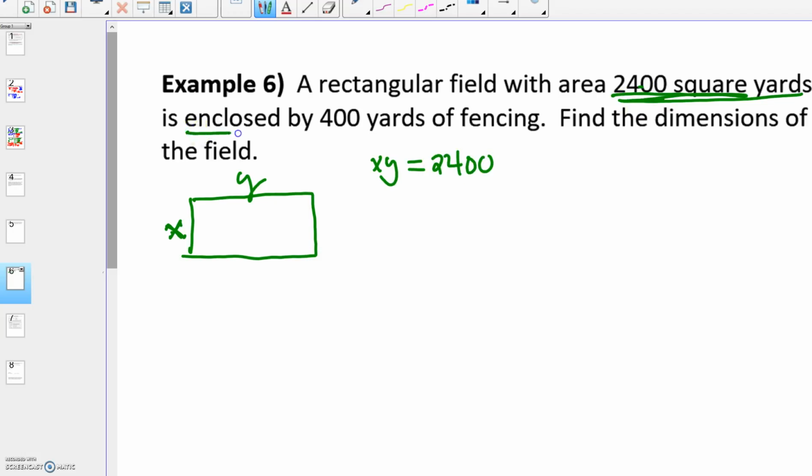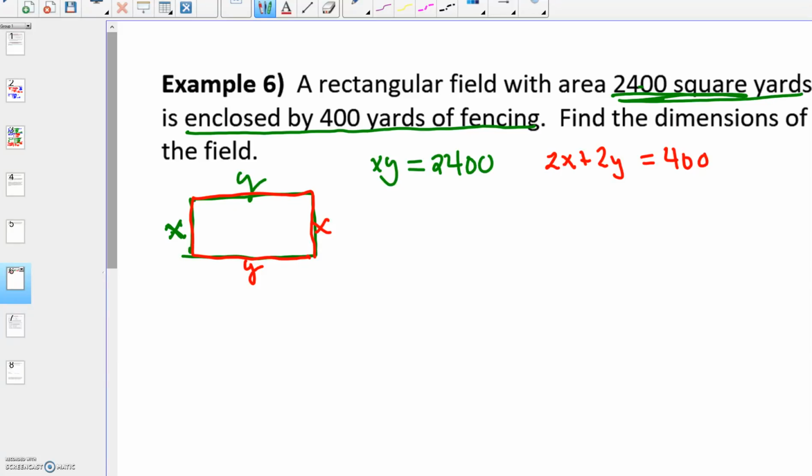Then it's enclosed by 400 yards of fencing. Fence is what goes around the outside edge, and the outside edge would be the perimeter. Since it's a rectangle, we can say that 2x plus 2y is equal to 400. Perfect. All right, so now we are going to do a substitution.